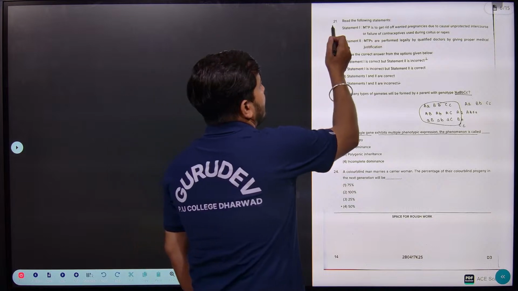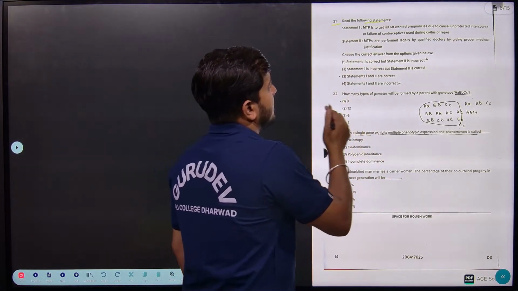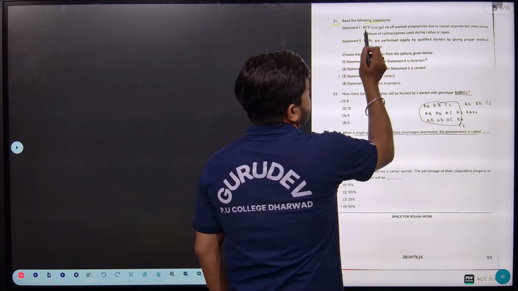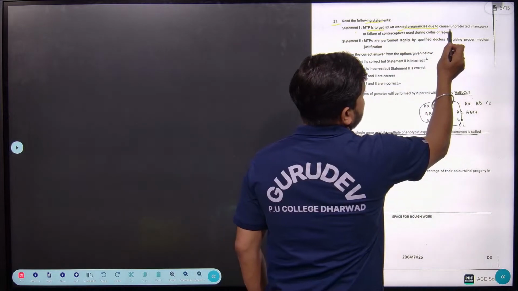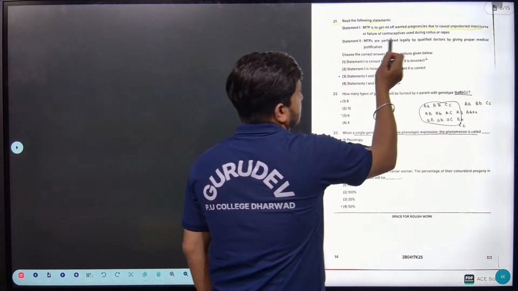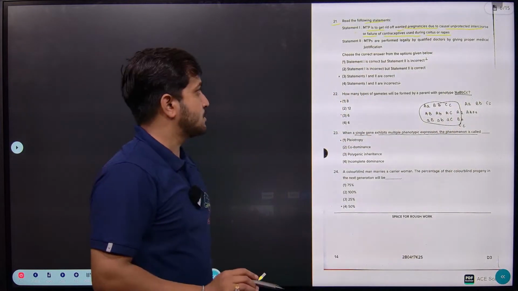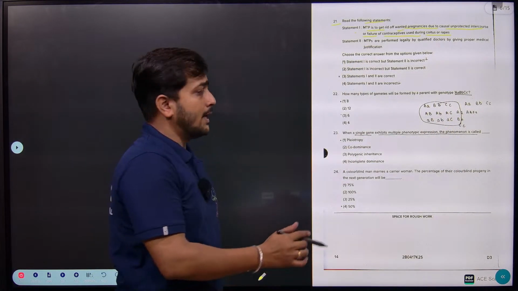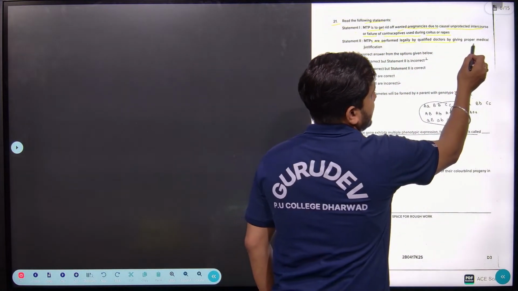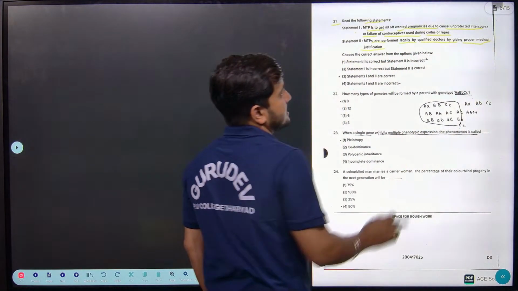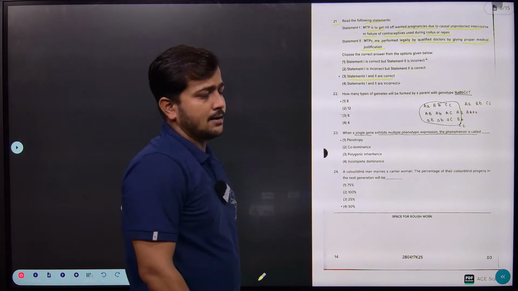Then the 21st question: read the following statements and answer accordingly. Statement 1 says MTP is to get rid of unwanted pregnancy due to casual unprotected intercourse, or failure of the contraceptive used during coitus, or rape. Statement 2: MTPs are performed legally by a qualified doctor by giving a proper medical justification. So here both statements 1 and 2 are correct.